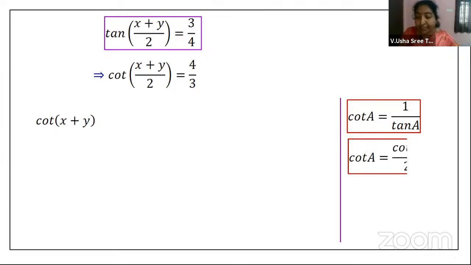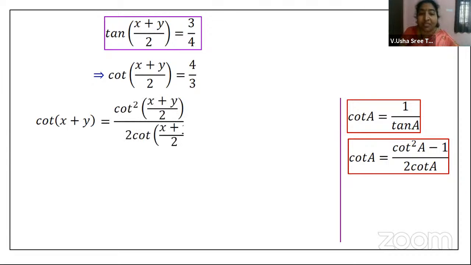Cot A is nothing but cot square A minus 1 by 2 cot A. This is what we have seen in multiple and submultiple angles, right? Cot of x plus y can be taken as cot square of (x plus y) by 2 minus 1 by 2 cot of (x plus y) by 2. Then just substitute the value for cot of (x plus y) by 2 as 4 by 3. Then you have it as (4 by 3) whole square minus 1 by 2 into 4 by 3.